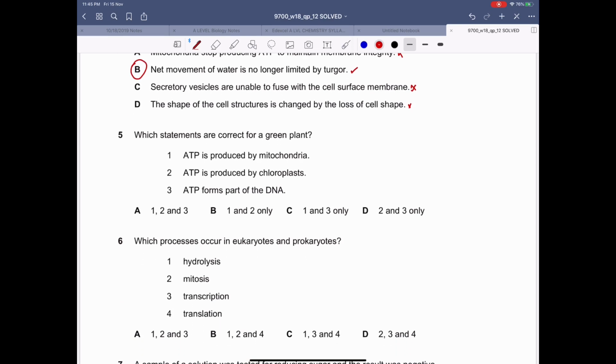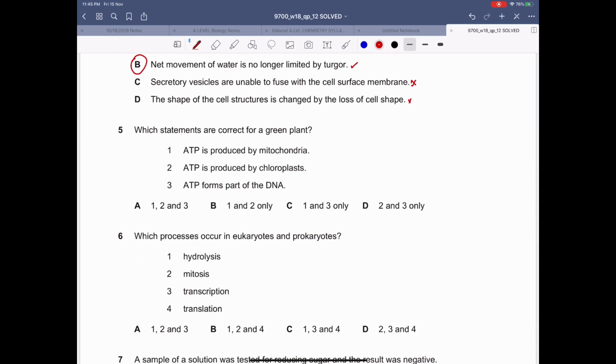Which statements are correct for number 5? Which statements are correct for a green plant? Number 1, ATP is produced by mitochondria. Okay, ATP is produced by chloroplast. Well, both are correct. ATP forms part of DNA. Now, ATP doesn't form part of DNA. Even though adenosine is part of DNA, ATP doesn't form part of DNA. So I'll go for option B.